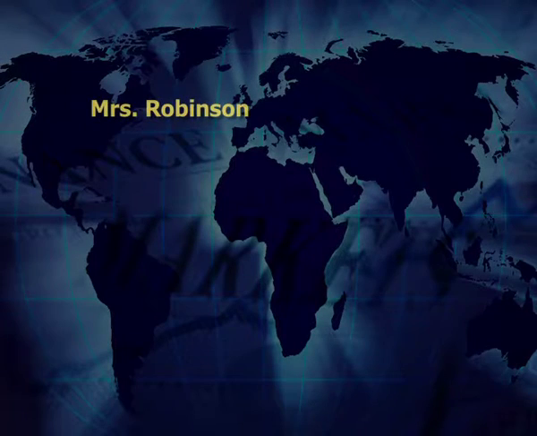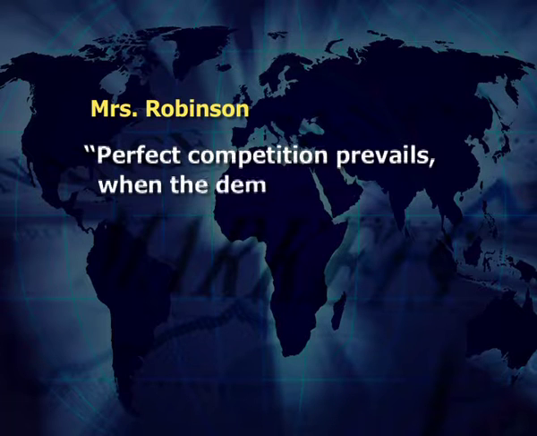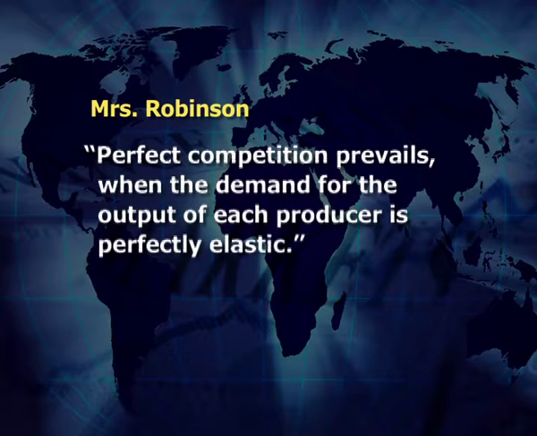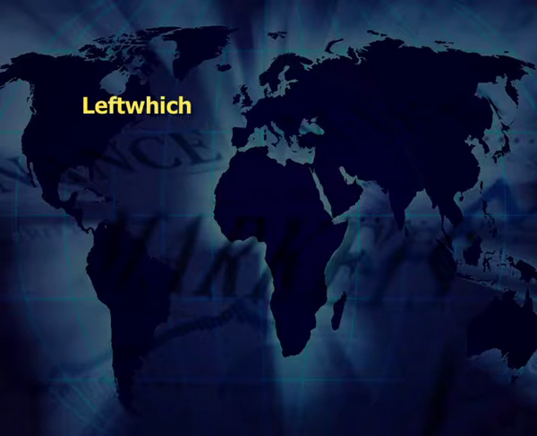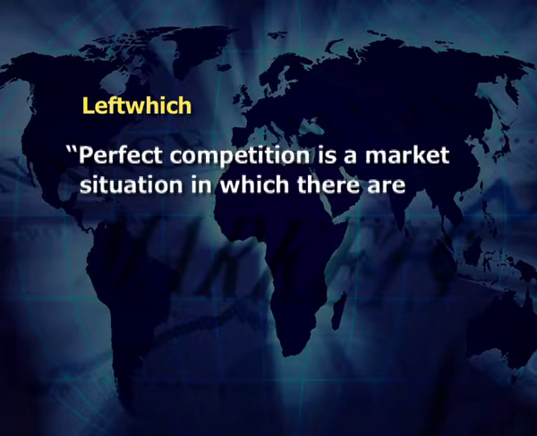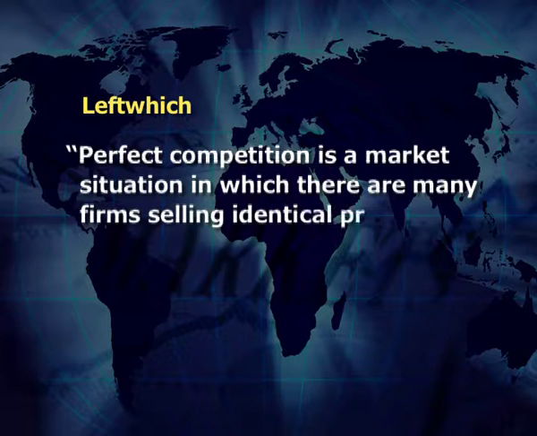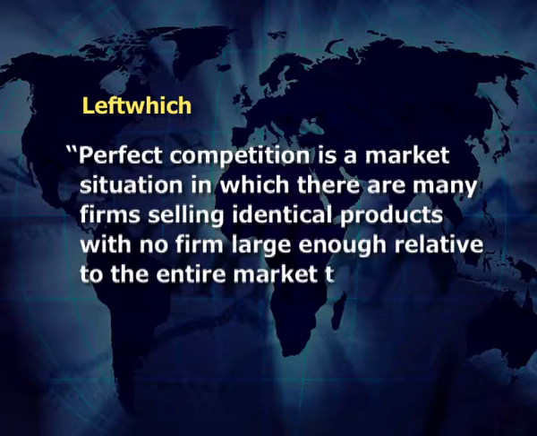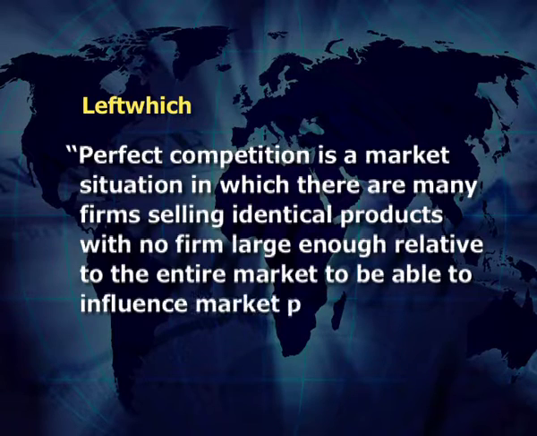Now, let us discuss definitions. According to Mrs. Robinson, perfect competition prevails when demand for the output of each producer is perfectly elastic. According to Leftwich, perfect competition is a market situation in which there are many firms selling identical products with no firm large enough relative to the entire market to be able to influence market price. Now, let us go for discussion of characteristics.